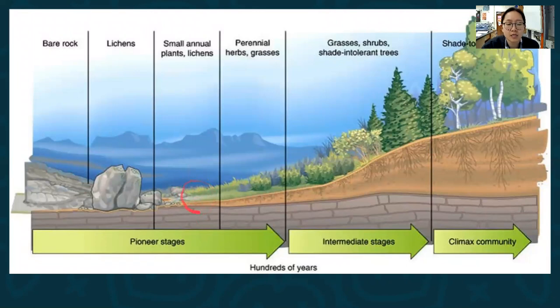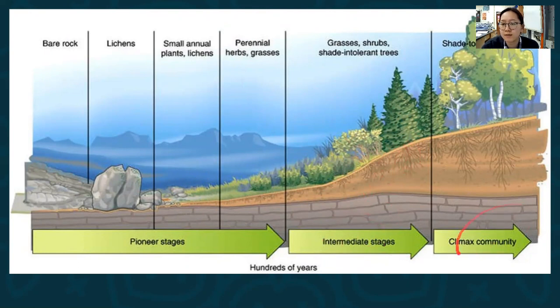And as they're dying and decomposing and breaking down the rocks, they're going to create a thin layer of soil. And then you can start to have shorter plants grow in, like herbs and grasses, as the dirt is getting thicker and thicker and more nutritious. And then longer grasses, taller plants like shrubs and trees that don't like shade, are going to be growing as the soil layer gets thicker and more nutritious in the intermediate stages.